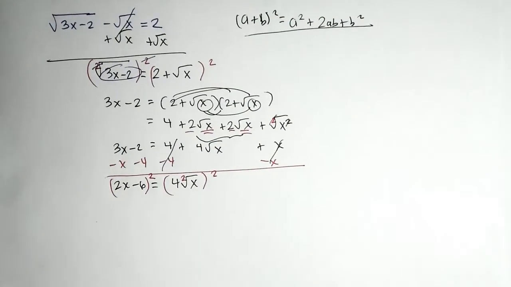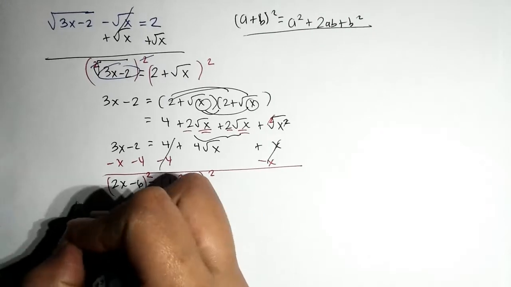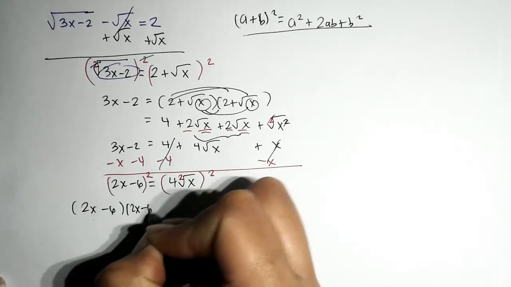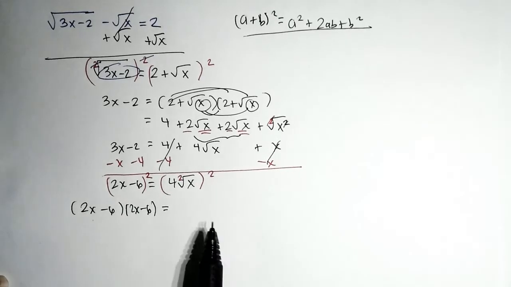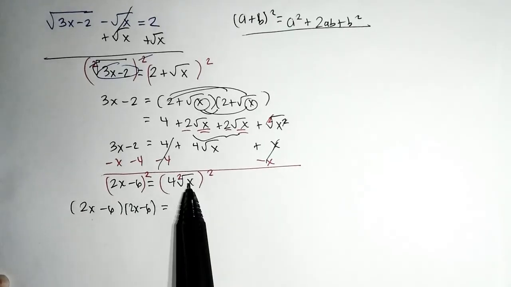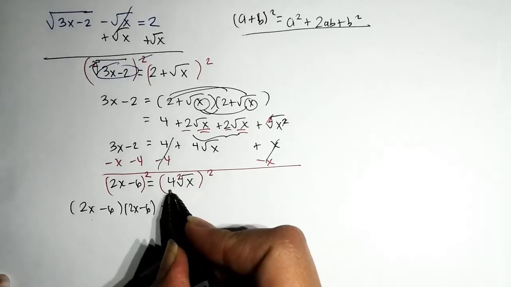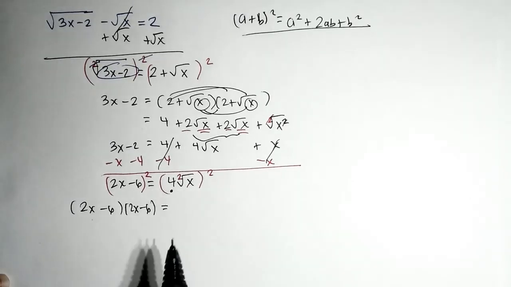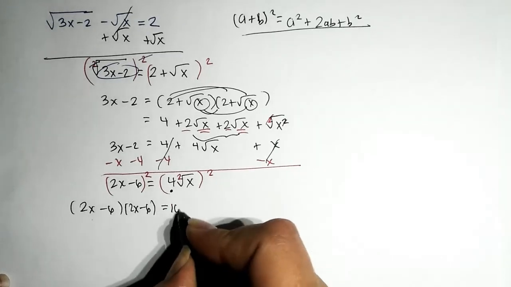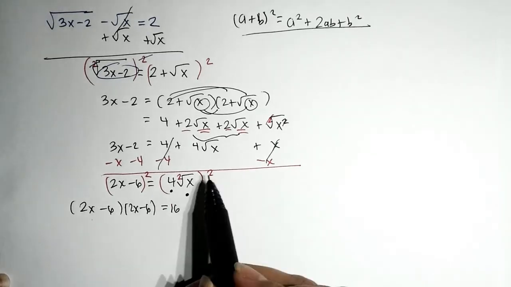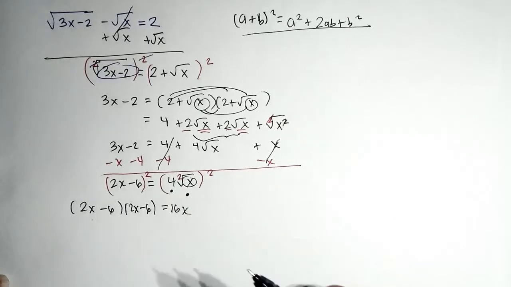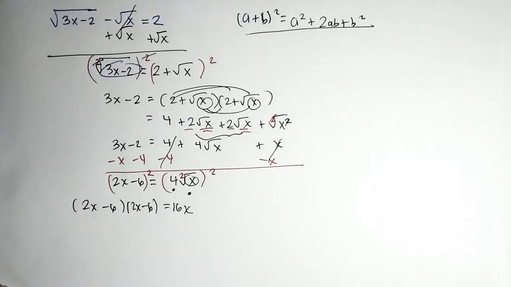Let's rewrite it without the exponent of 2. That will give us 2x minus 6 times 2x minus 6 is equal to, on the right side, I would love to slash the square and the square root, but I'm afraid I will forget to square the 4, so I'm going to do that mentally. 4 squared is 16, and when we square the radical, the square and the square root undo each other, and that will leave us with x. Fantastic. Let's finish it off.